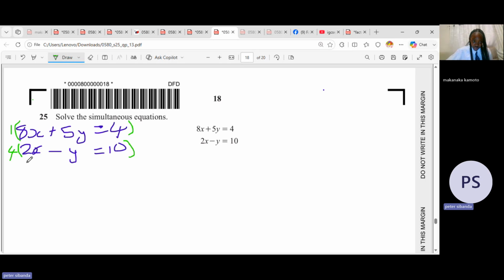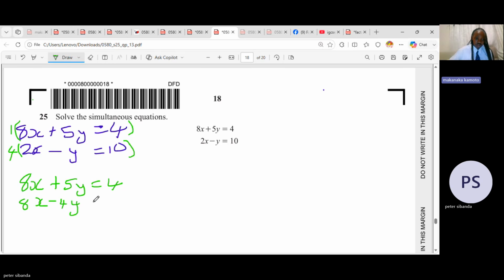Okay. So what do we have? So now we have 8x plus 5y is equal to 4. And 8x minus 4y is equal to 40.